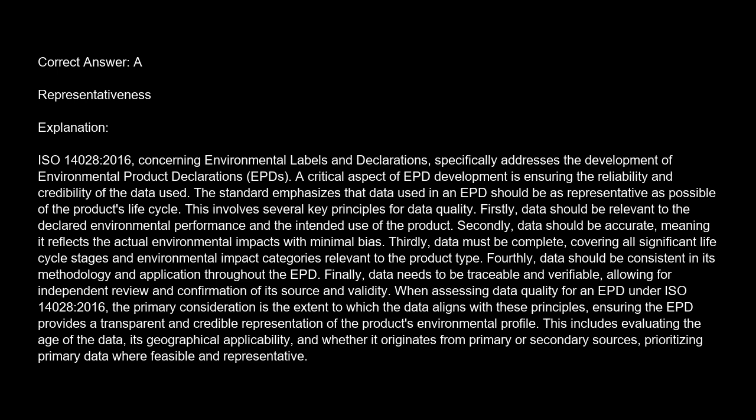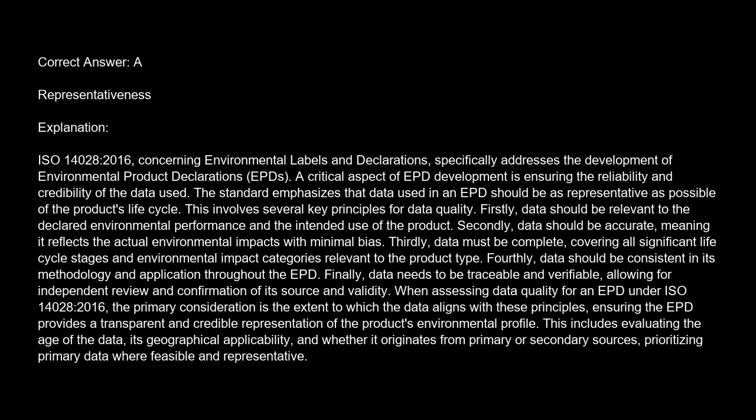This involves several key principles for data quality. Firstly, data should be relevant to the declared environmental performance and the intended use of the product. Secondly, data should be accurate, meaning it reflects the actual environmental impacts with minimal bias. Thirdly, data must be complete, covering all significant life cycle stages and environmental impact categories relevant to the product type. Fourthly, data should be consistent in its methodology and application throughout the EPD. Finally, data needs to be traceable and verifiable, allowing for independent review and confirmation of its source and validity.